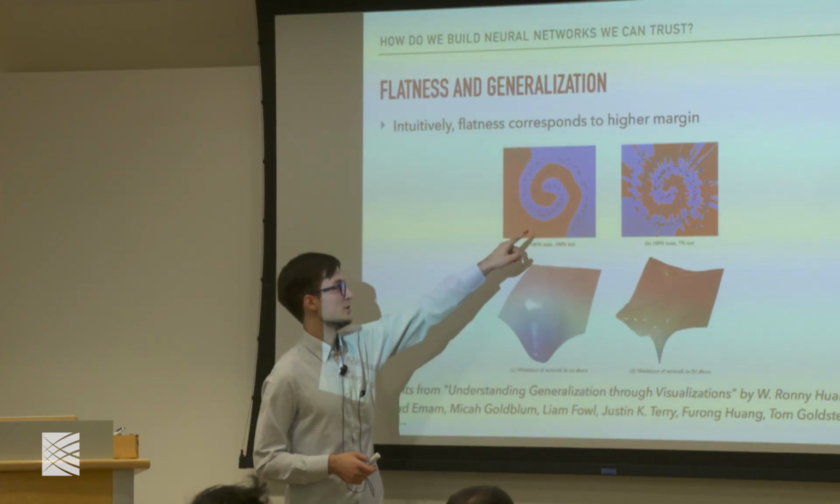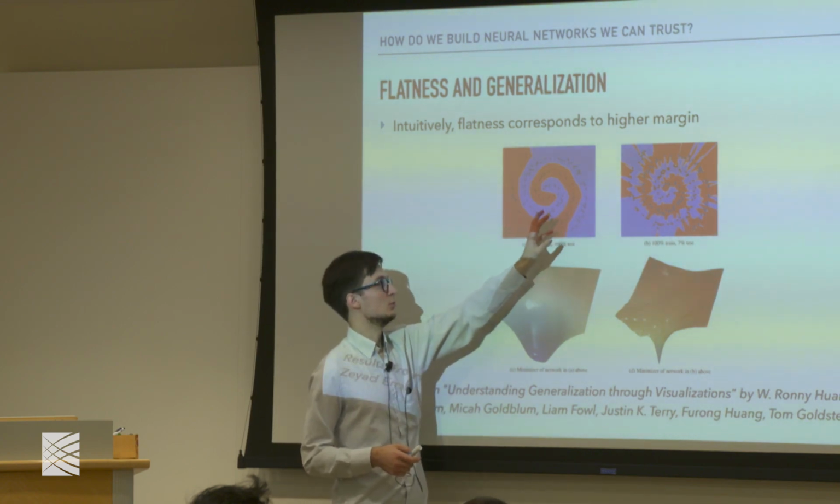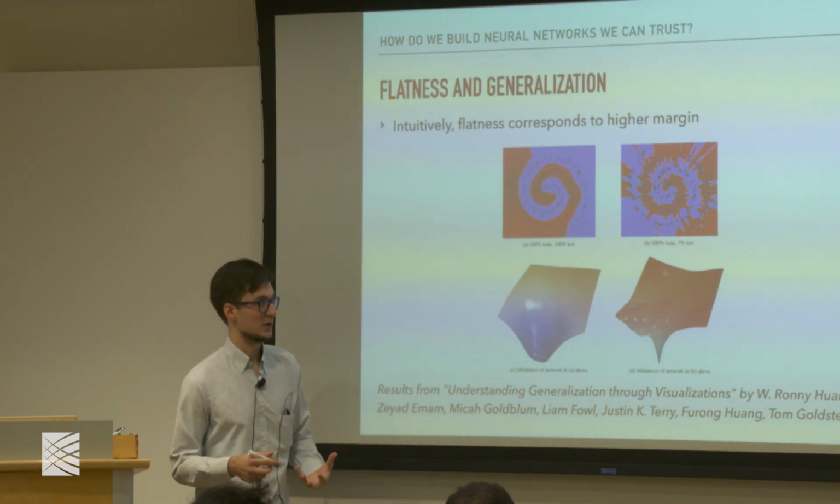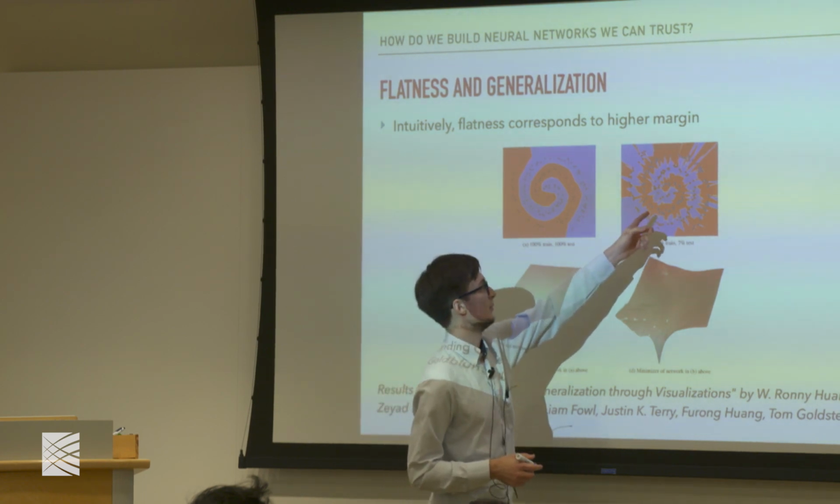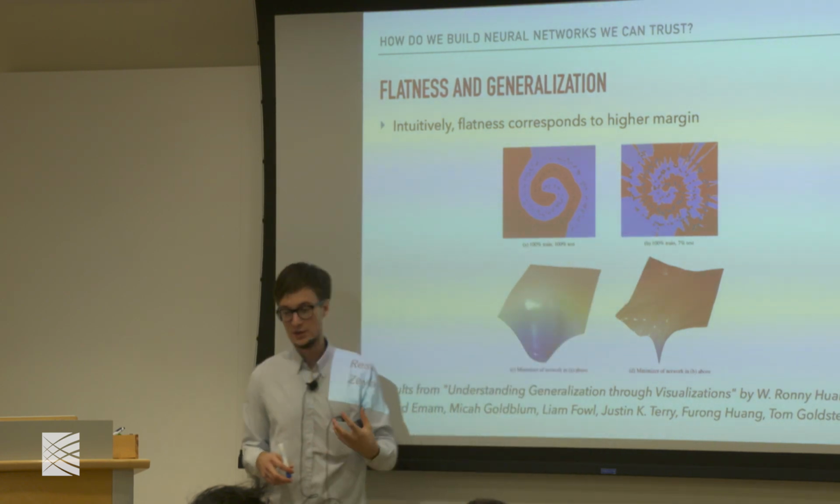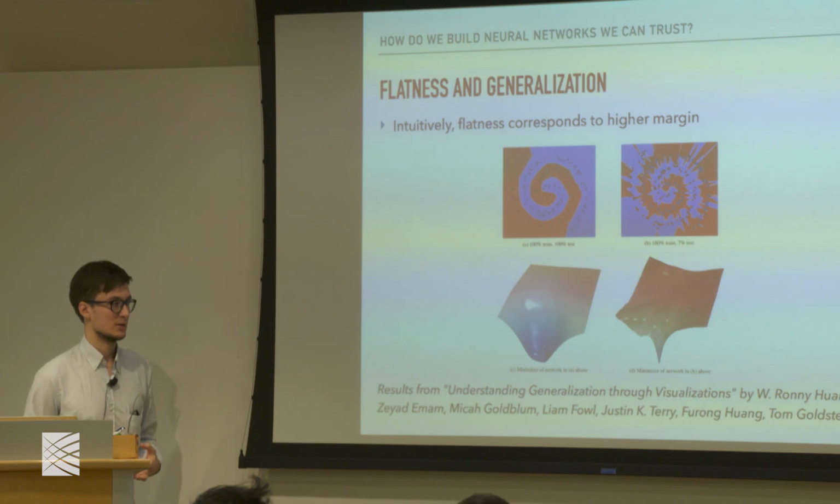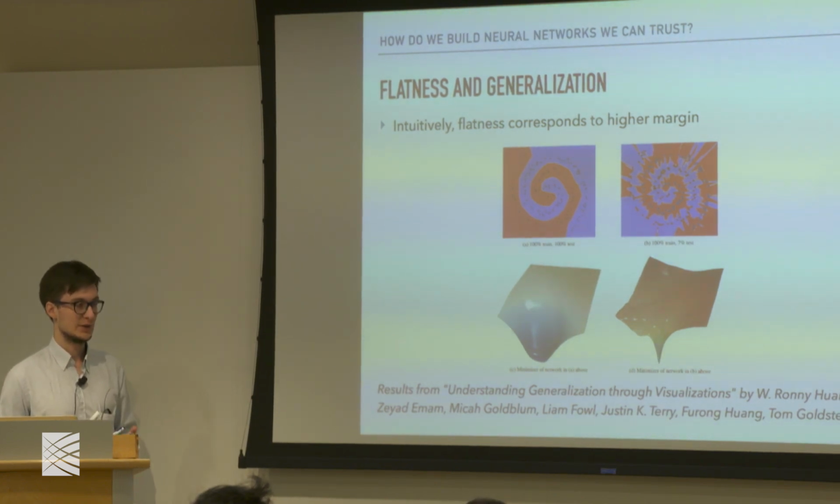So if you look at the decision boundary between the classes, you need to move it further to break classification than here, because here the decision boundary passes really close to the data points. And you can connect this idea of margin to the flatness again.